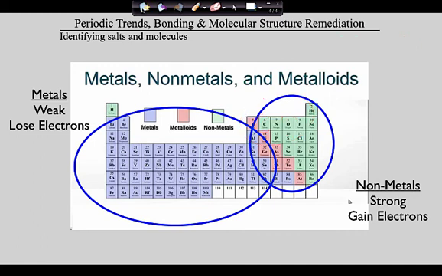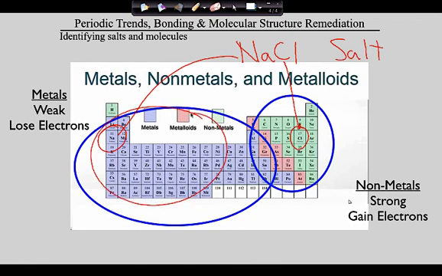Now, let's take a look at another compound, our familiar friend, table salt. Now we have sodium, which is a metal, and chlorine, which is a nonmetal. Again, as we said earlier, the metal is weak, the nonmetal is strong, and the chlorine will steal electrons from the sodium. That creates ionic bonds, and that forms a salt. So here, anytime we have a metal bonding to a nonmetal, that will form a salt.